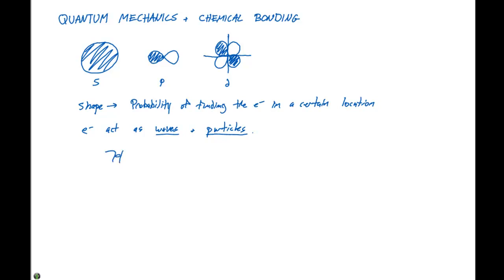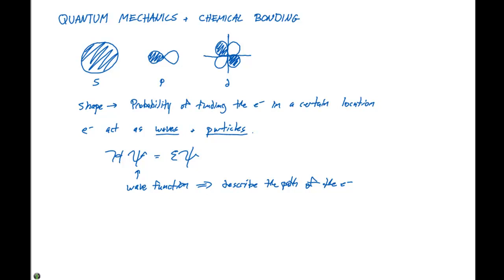And Schrodinger came up with an equation that said H psi is equal to E psi. And this psi part right here is called a wave function. And this wave function is going to describe the path of the electron. And we can relate this to differential mathematics.